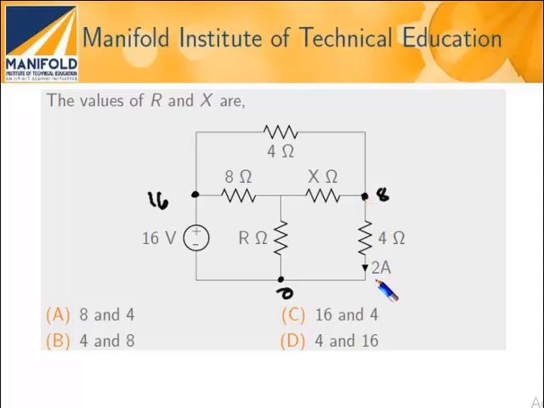So the current flows from higher potential to lower potential. Here it is 0, so here it must be 8, so that the potential drop between the two nodes of this resistor will be 8 volts. Now 16 minus 8, the potential drop across this point and this point will be 8, so the current through this will be 2 amperes, which means that here also it is 2.